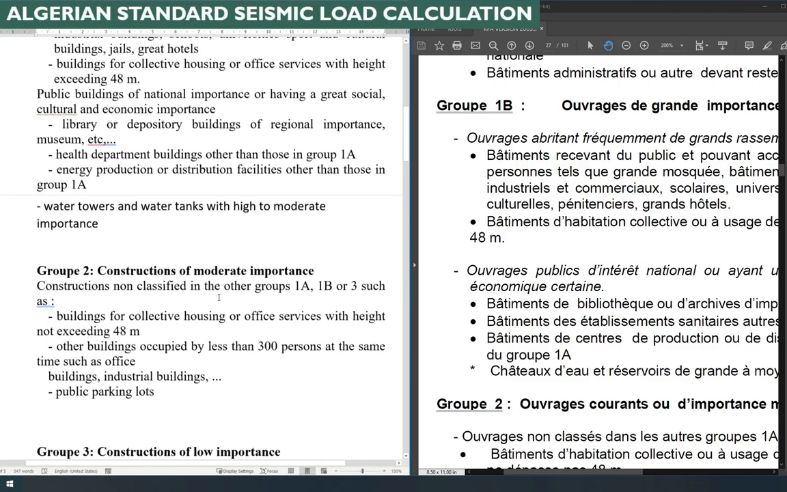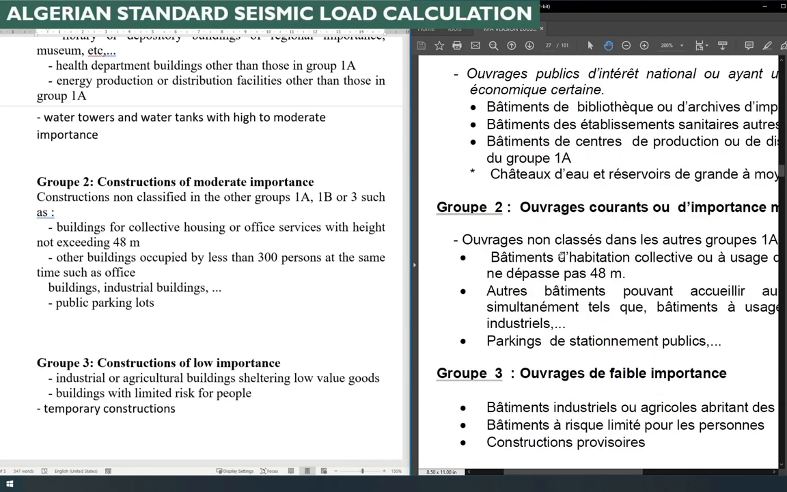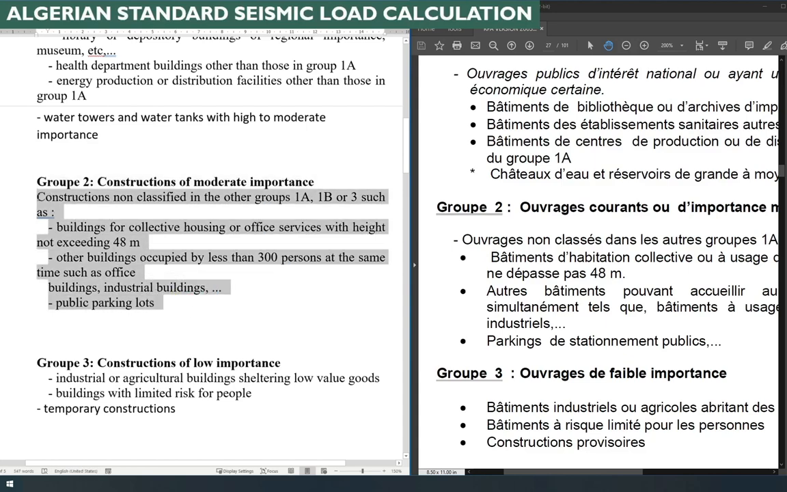Next is group 2, construction of moderate importance. So constructions not classified in the other groups 1A, 1B or 3, such as buildings for collective housing or office services which do not exceed 48 meter, other buildings occupied by less than 300 persons, buildings and industrial buildings, public parking lots. So these all come under group 2.